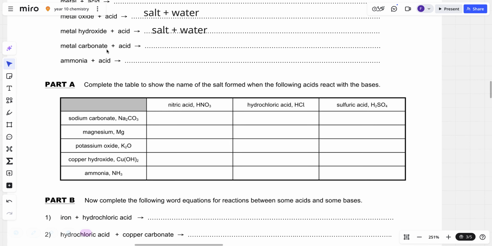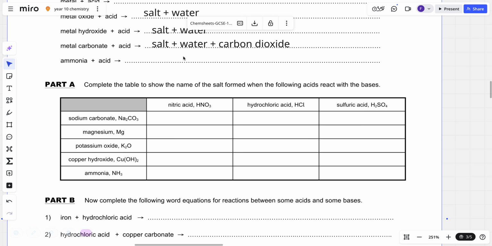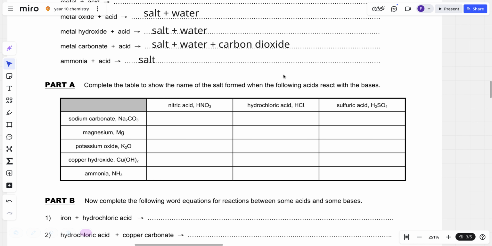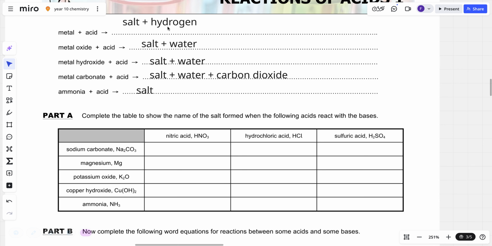When we react a metal carbonate with an acid, we get salt, water, plus carbon dioxide. Ammonium acid, you will get a salt and a salt only. Right. So the problem you've got is, what is a definition of a salt?